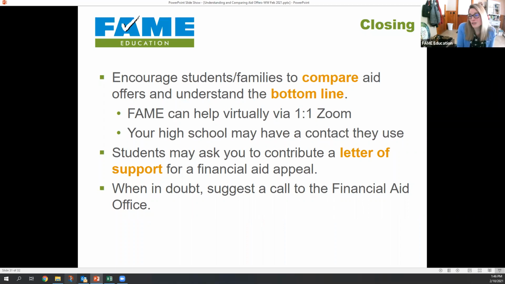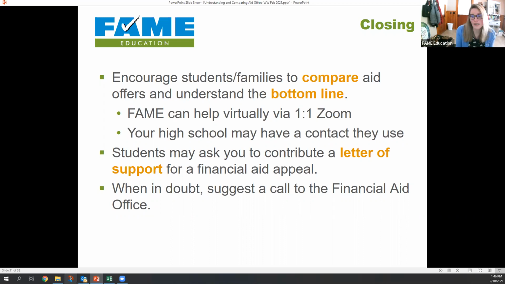Students might ask you to contribute a letter of support for their aid appeal, so just keep that in mind. Especially if students have built relationships with their school counselors, or they might approach another faculty member or coach, and you might have to say, here's what they're doing this for, and explain the circumstances.